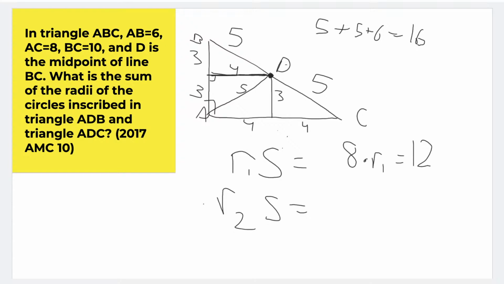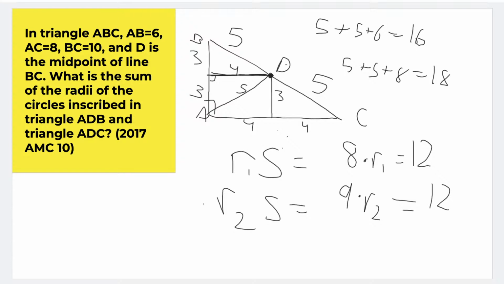And for the other circle, which is this one, we know that the side lengths are 5 plus 5 plus 8, which is 18, so the semi-perimeter is 9. So this is 9 times the second radius, R2, which is equivalent to the area of this triangle. The height is 3, the base is 8, so 8 times 3 is 24, divided by 2, which is equivalent to 12.